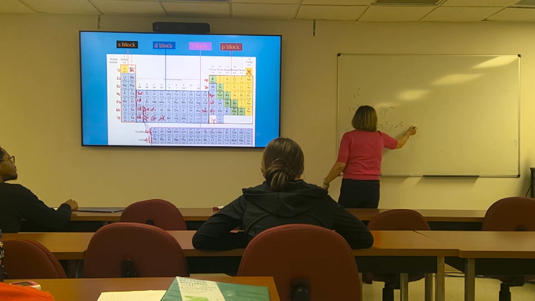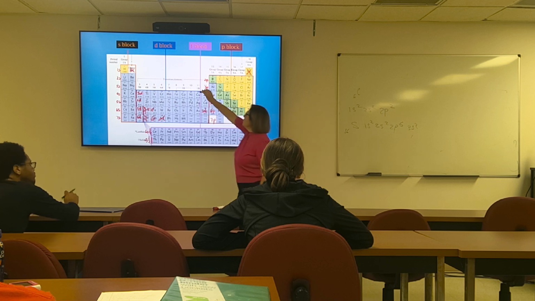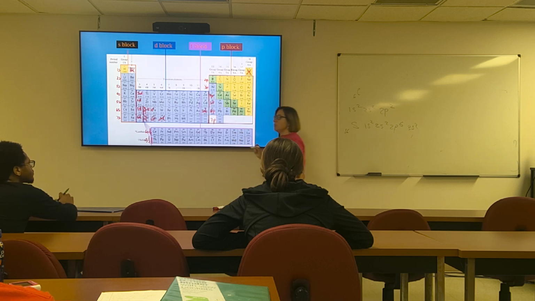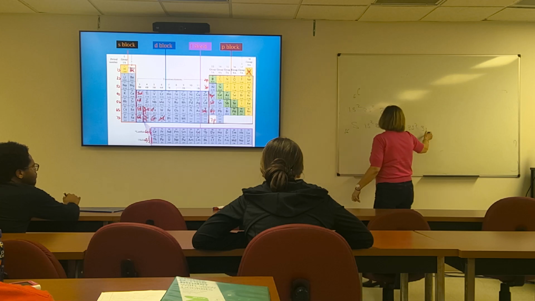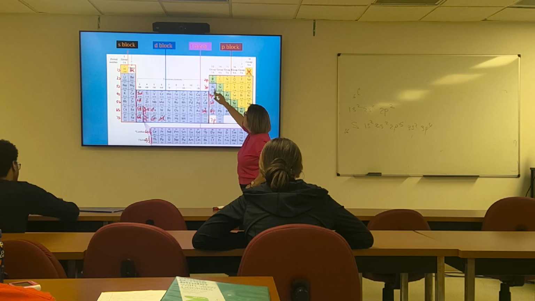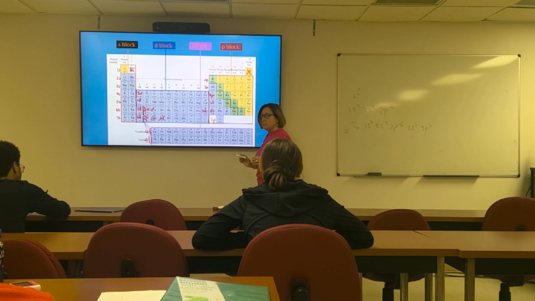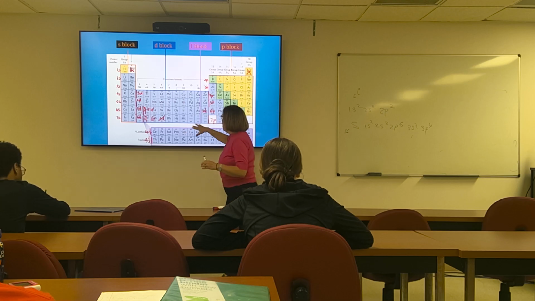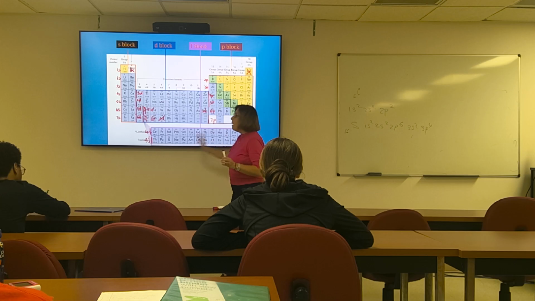3s2. And then I take the 3p, and I have 1, 2, 3, 4. 3p4. Because sulfur is the 4th element in the p block. 3p, 1, 2, 3, 4. Good? So, it goes like this. If I give you an element from here, from the bottom, you'll have to write all this over and over again. I know.